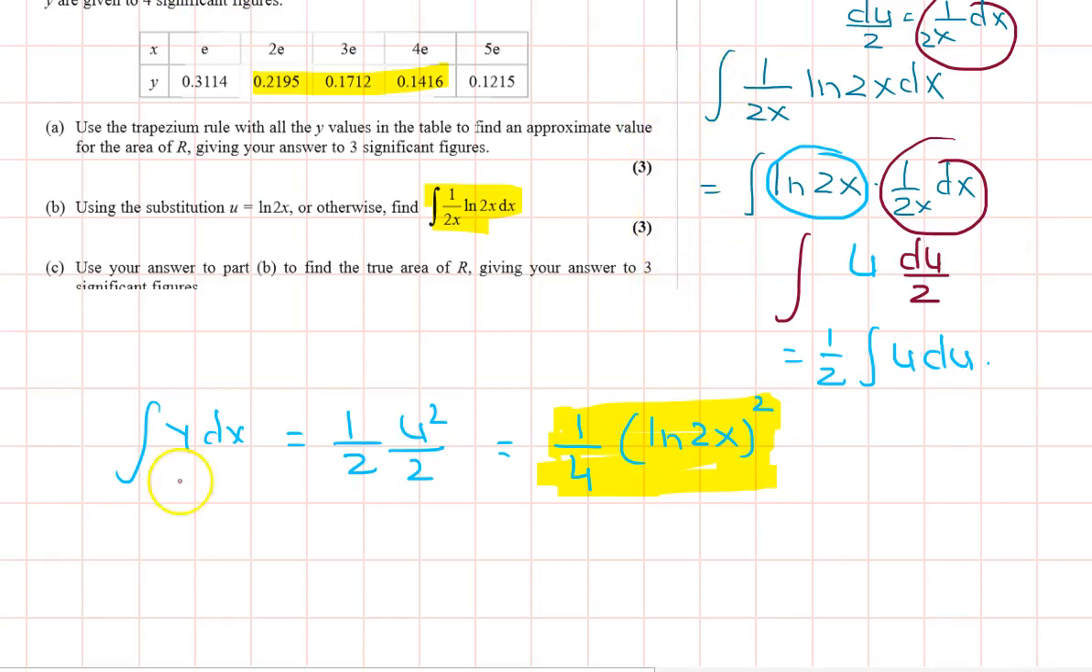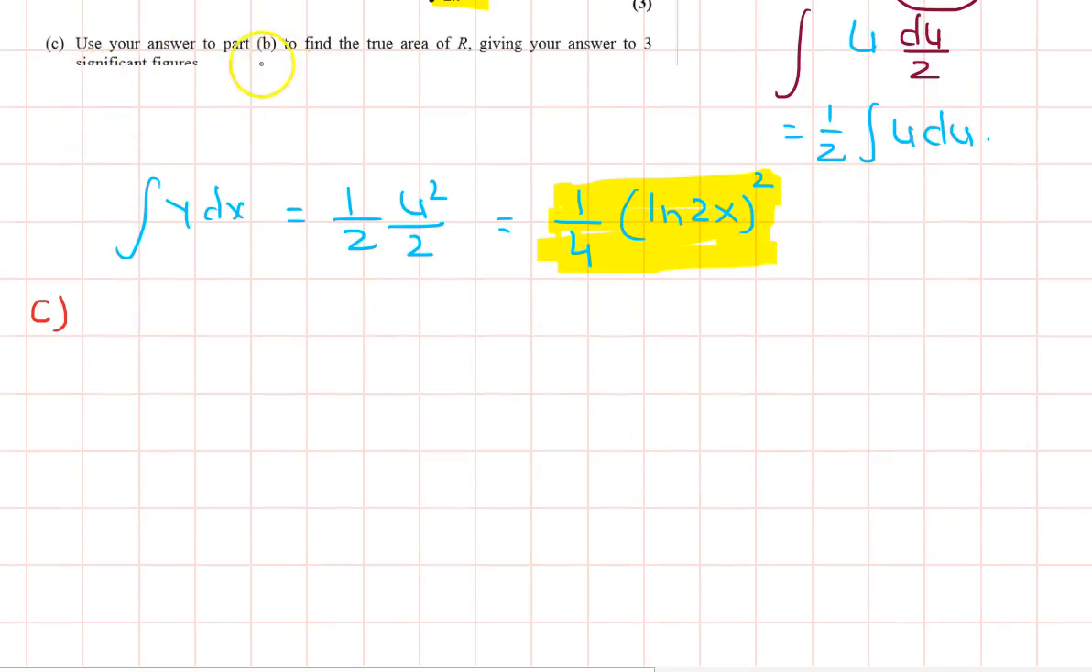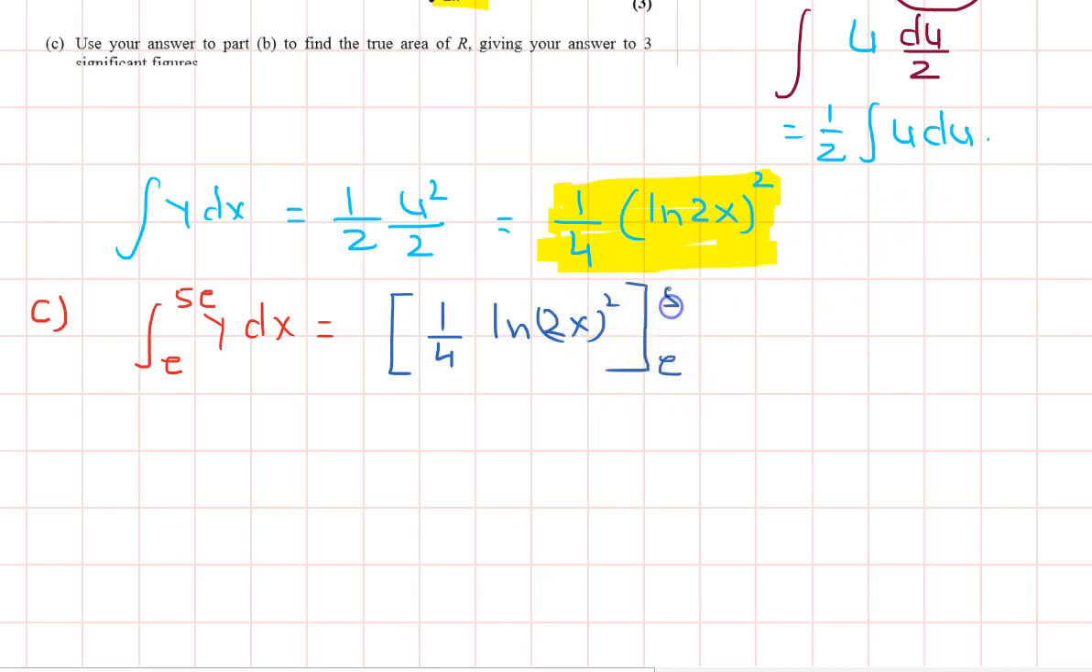So part D is part C. Use your answer to part B and find the true area of R. So integral e to 5e y dx is equal to 1 over 4 (ln 2x) squared from e to 5e, and that is equal to 2.01. So that is the actual area.